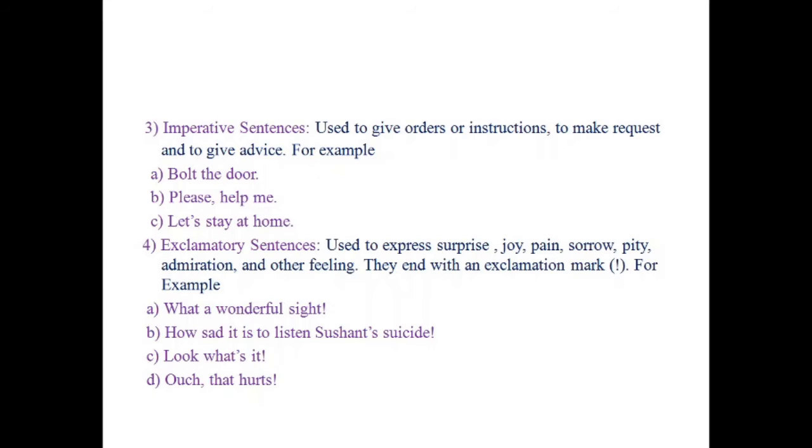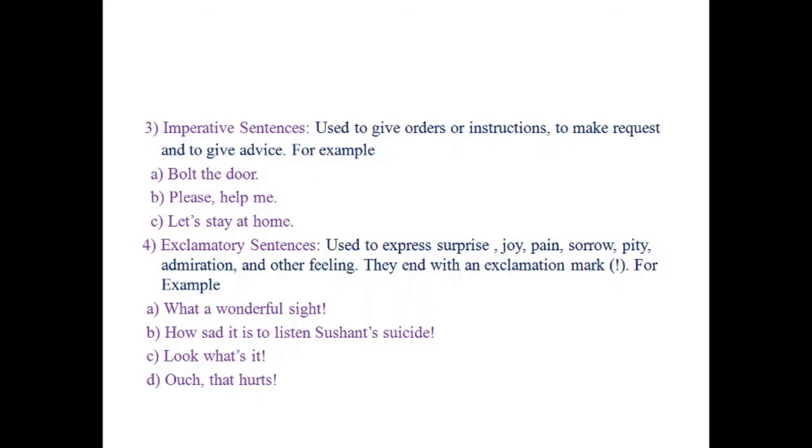The next example, let us stay at home. This is a kind of advice during the corona pandemic. If we stay at home, we are more safe. So that is why we say, let us stay at home. This is a kind of advice, suggestion. So the function of imperative sentences is to make a request, to give an order, to give instruction, or to give advice. So these three are examples of imperative sentences.